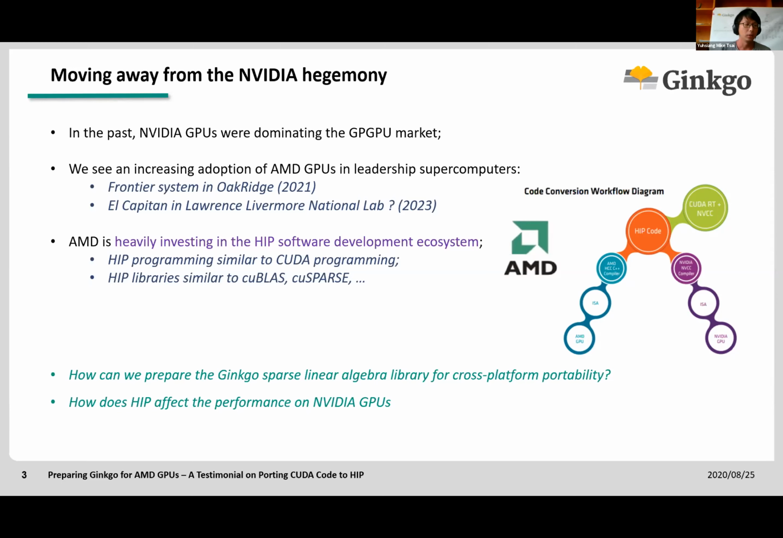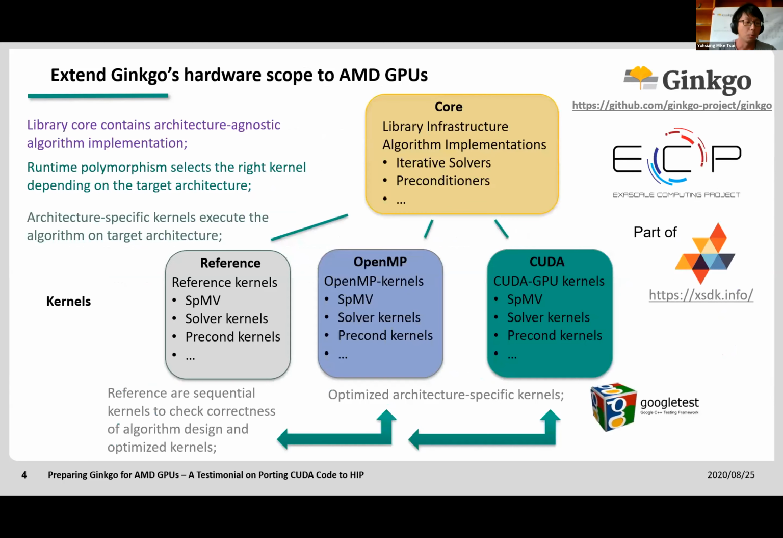So here we will show our experience porting Ginkgo from CUDA to HIP. We have some questions: how do we prepare our Ginkgo library for cross-platform portability, and how does HIP affect the performance on the NVIDIA GPU? Ginkgo is an open source sparse linear algebra library, targeting many-core architectures.